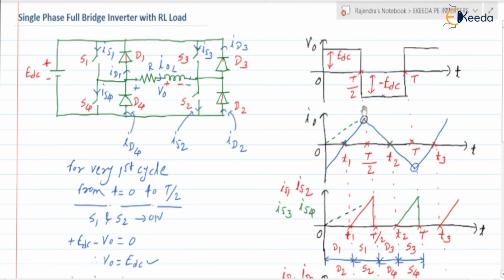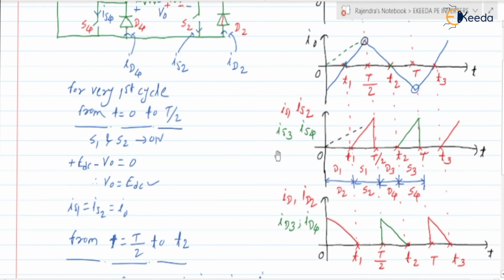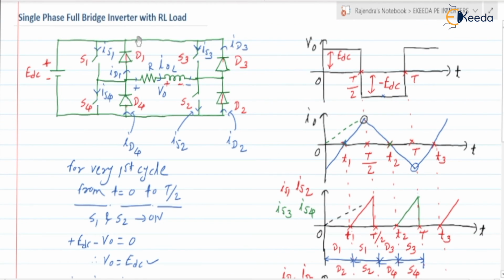If you check one complete cycle of the alternating output voltage, it completes at T, that is T is equal to capital T, and after that the same repeats. Whatever waveform we have for I0 from capital T to T3, the same repeats for 0 to T1. That's why for continuous cycles it starts from a negative value. Are you getting the point? So this is the circuit operation of the single phase full bridge inverter with RL load.